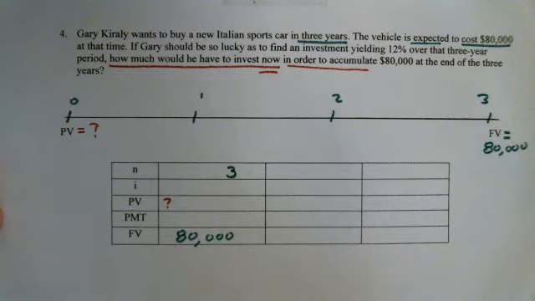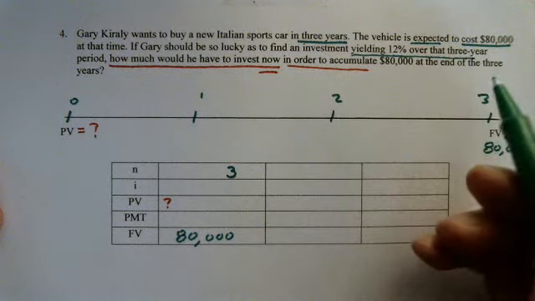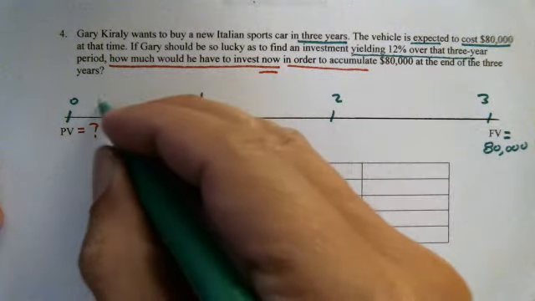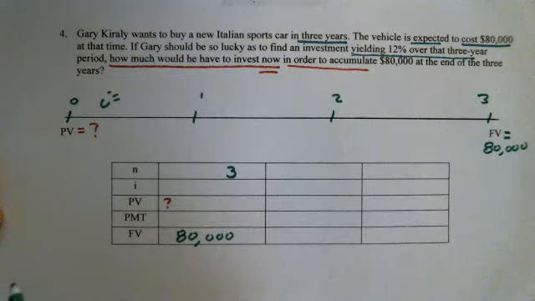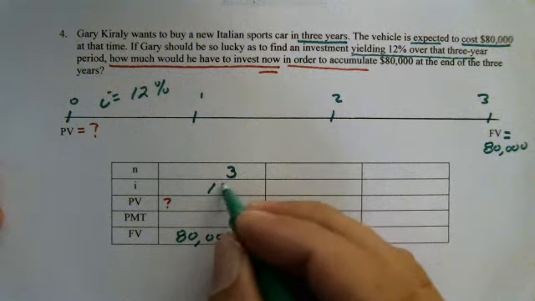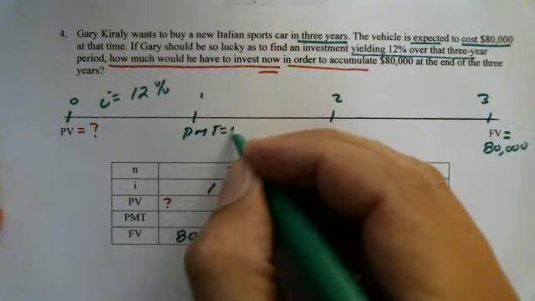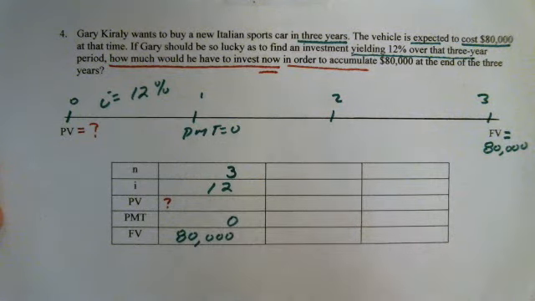If he can be lucky enough to find an investment yielding 12% over that 3-year time period, so what is that telling me? That's telling me my interest, and it is at 12%. So I is 12. There are not any payments. That's been the case for the last several problems. That will change eventually. But nonetheless, we put payment equals 0. We've thought through the problem rather well. We know one thing for sure. My end result will be negative.